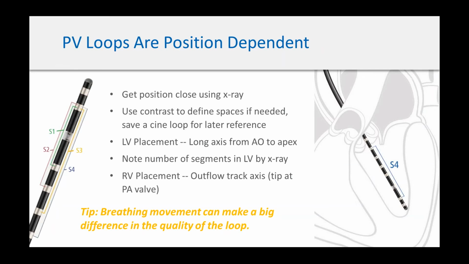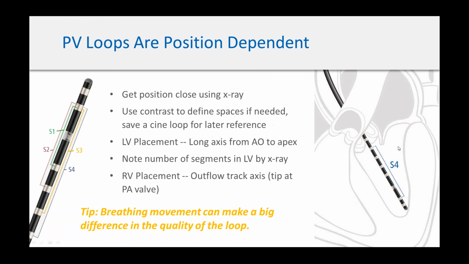The PV loops are really positionally dependent. And so, again, I'm going to go over this in a little bit more detail here, just because it's so important to have the catheter in the right spot to get good loops. So again, in the left ventricle, we get everything close by using X-ray. And the problem with X-ray, of course, is you have a 2D image and you're trying to manipulate this catheter in a 3D space.